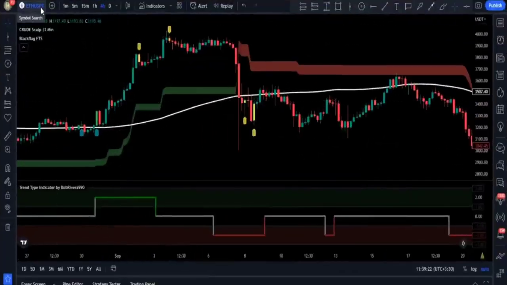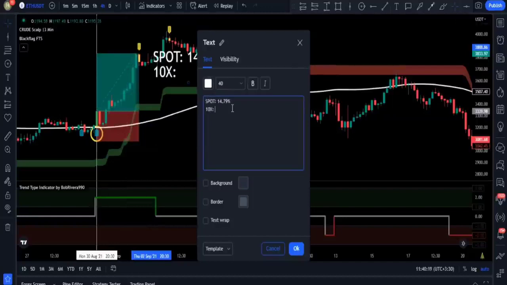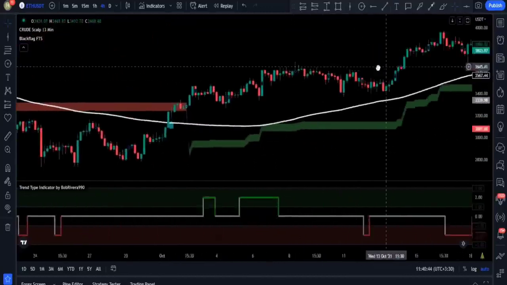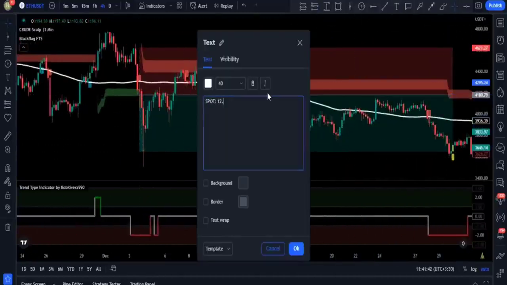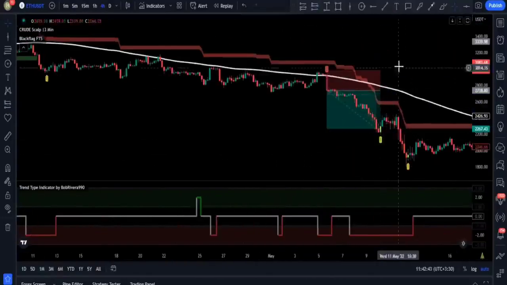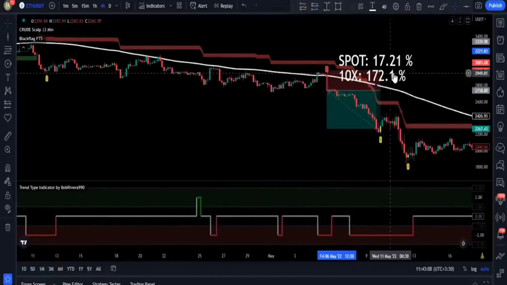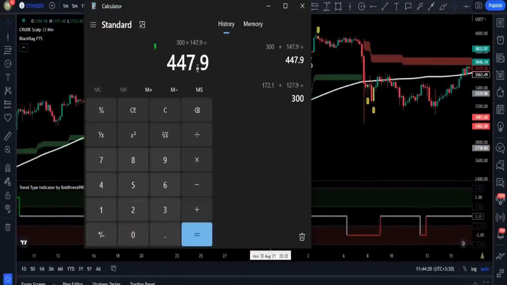Let's test this strategy on the Ethereum chart history with the 4-hour time frame and see how much profit we can gain in a few trades using this method. In only 3 trades, we could gain 448% profit, which is really amazing for any trading setup.